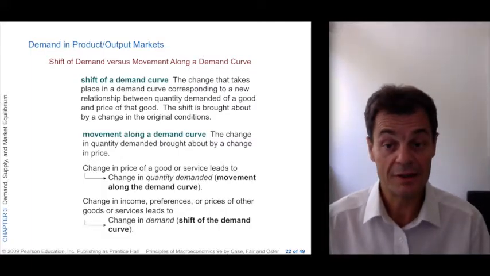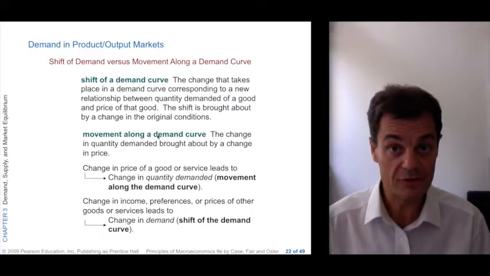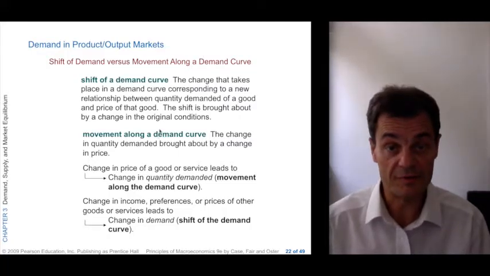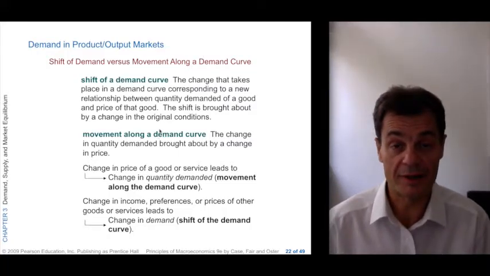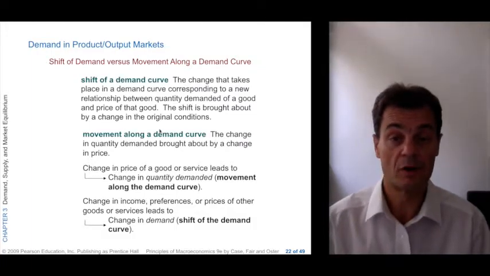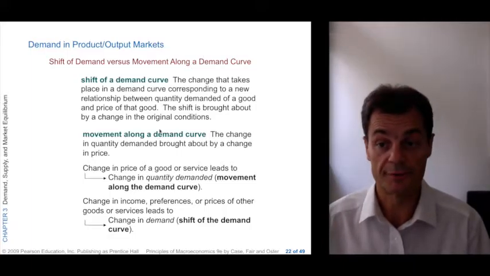So again, very important distinction here. Movements along the demand curve itself are caused by changes in price. Shifts of the demand curve are caused by other elements than the price: income, behavior of other goods, preferences, and so on.